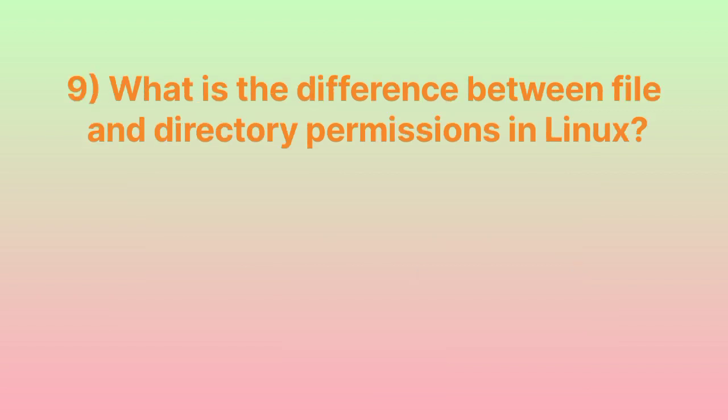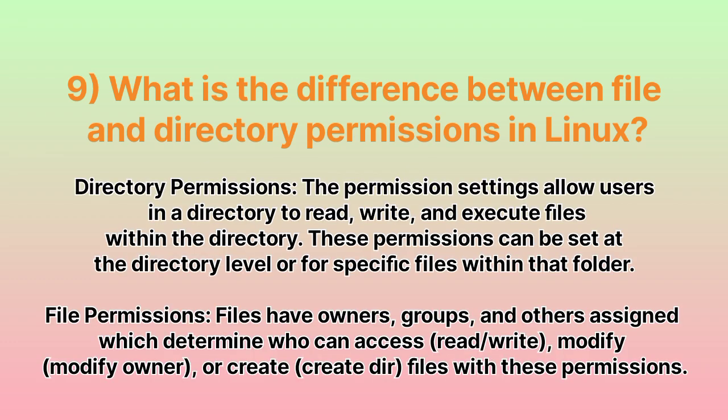9. What is the difference between file and directory permissions in Linux? Directory permissions. The permission settings allow users in a directory to read, write, and execute files within the directory. These permissions can be set at the directory level or for specific files within that folder. File permissions. Files have owners, groups, and others assigned which determine who can access, read, write, modify, or create directories and files with these permissions.